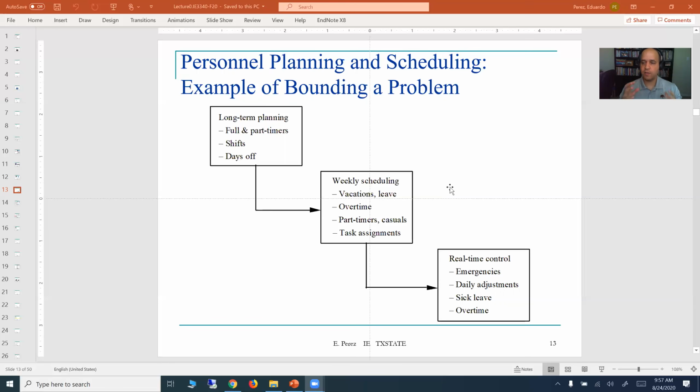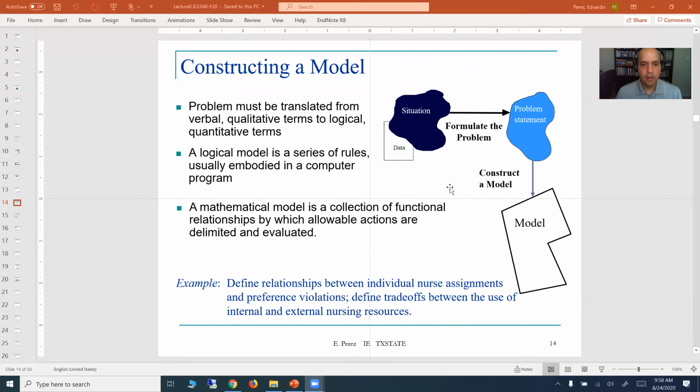And you will think about this problem, you say, oh, this is not that difficult. But as you start looking at all the details that are involved, you end up looking at, for example, a big model, like 100 constraints, for example. So that's why it's important to get all the information and then start planning, bounding the problem from a macro to a micro perspective. And then once you have all that information, then you can construct a model.